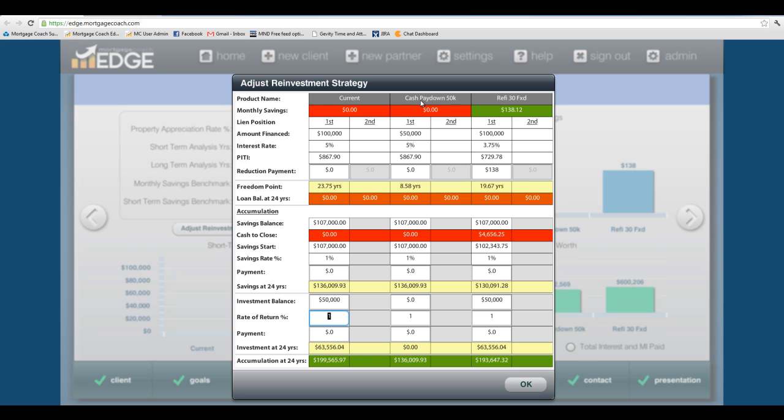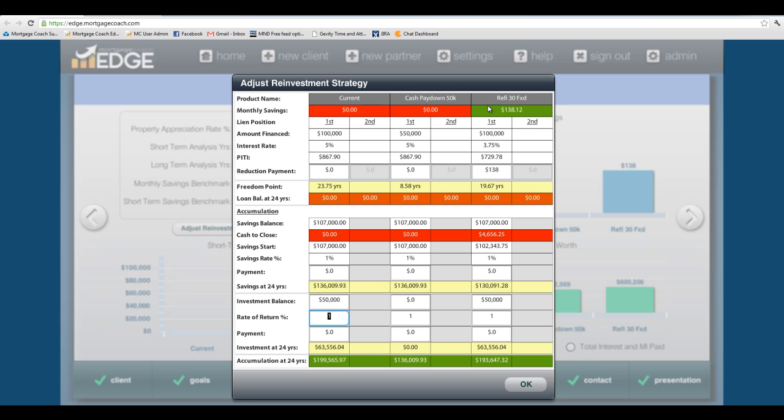Now in the cash pay down one, what I did is I had already reduced the current balance by 50 grand, so I didn't put that 50 grand down here in the investment balance, so they don't have it. They still have the 107 because that's what they would have left in that investment, and that's going to continue to grow, and you can see what that's doing. They've got an accumulation of 136 at this point.